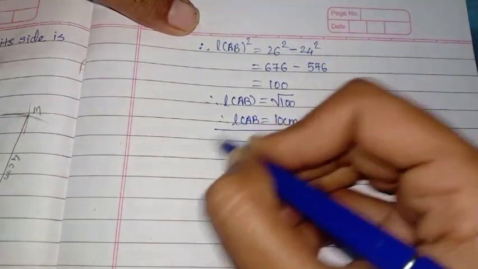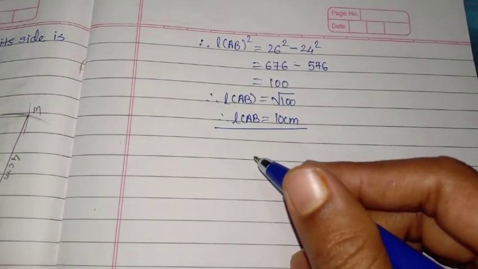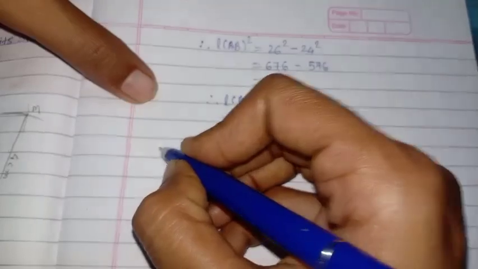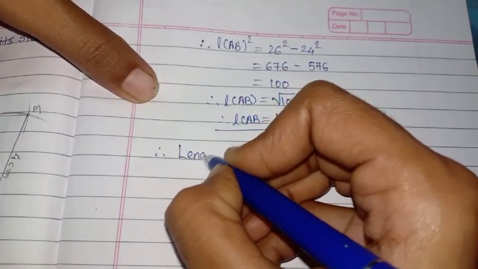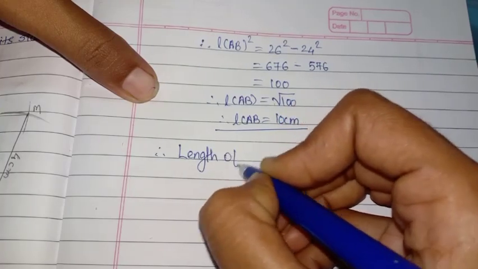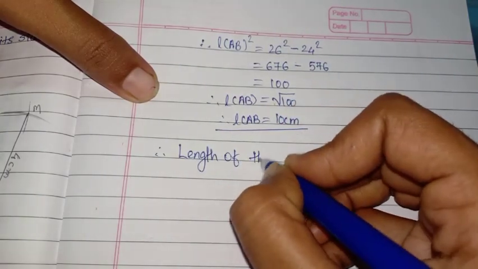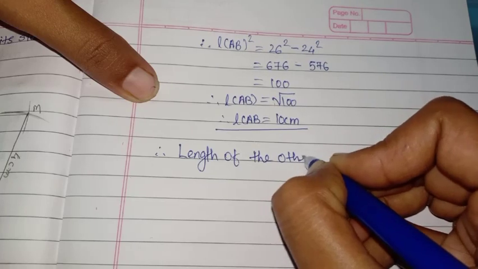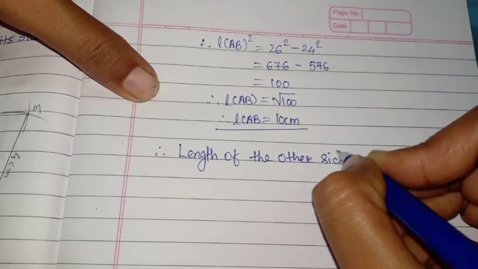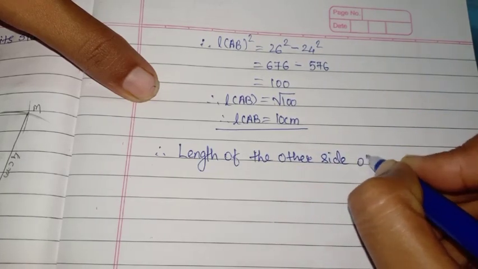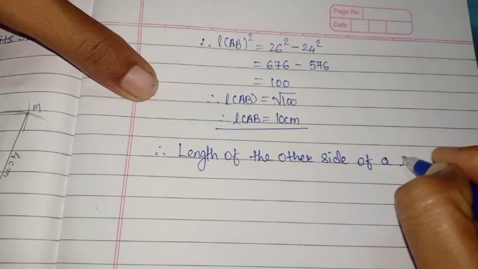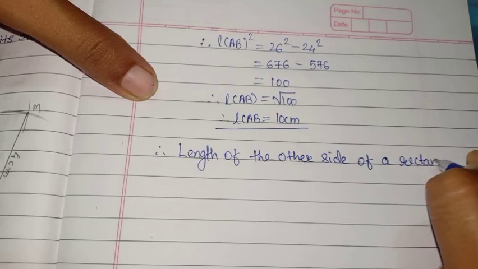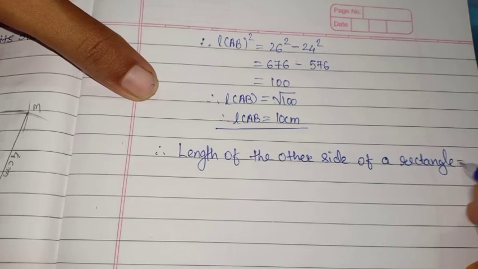Okay, so this we have to find. Now we'll write final sentence. Therefore, length of the other side of a rectangle is equal to 10 centimeters.